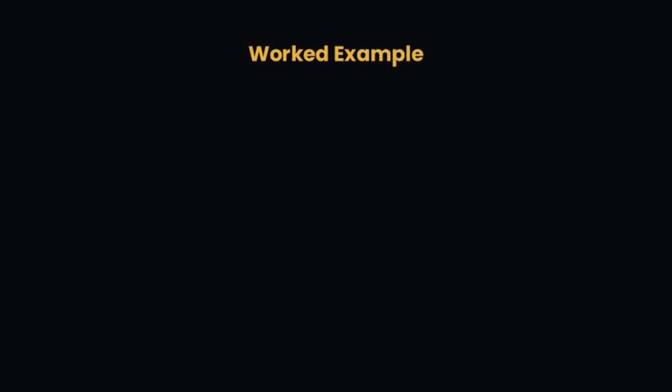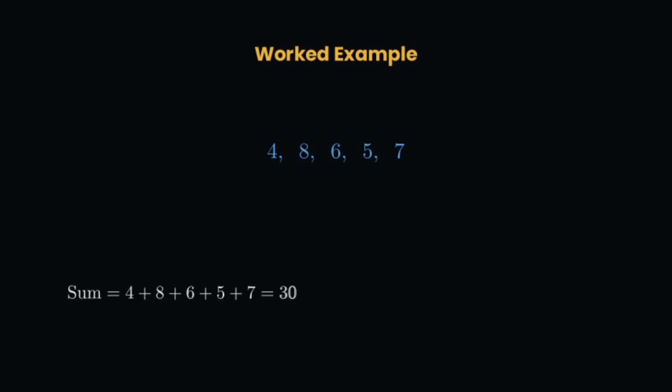Let's use this formula. 5 students scored 4, 8, 6, 5 and 7. We add them all up. 4 plus 8 plus 6 plus 5 plus 7 equals 30. Divide by how many values there are, and that's 5. 30 divided by 5 is 6. And hence, the mean score is 6. That is a single number that represents all the 5 students.